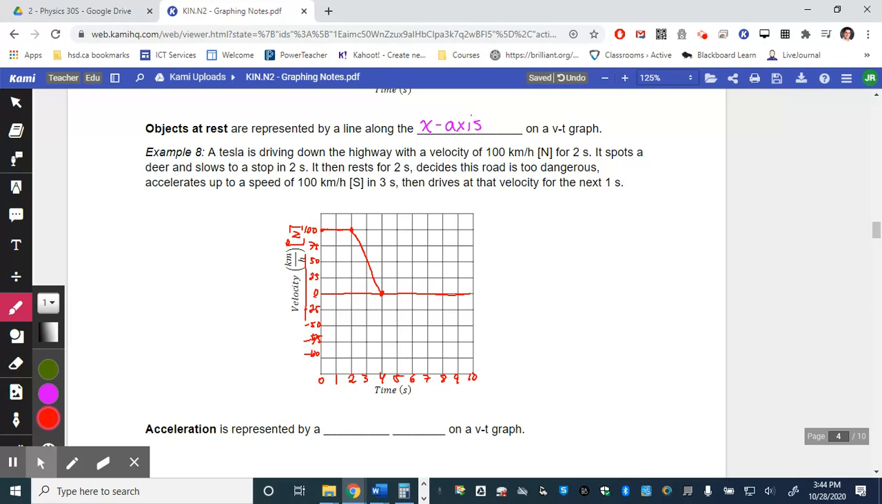There you go. He then rests for 2 seconds. Okay, so this line's going there. Maybe I should be using purple for this. Okay, so we started here, line across, slow to a stop, stops, and after 2 seconds, he decides the road is too dangerous, accelerates to a speed of 100 kilometers an hour in 3 seconds, and then drives away. Okay, and so we got 1, 2, 3 seconds later, he is in the opposite direction, going 100 kilometers an hour. That's there, and then speeds away at 100 kilometers an hour.